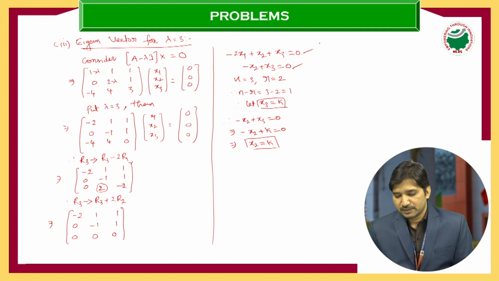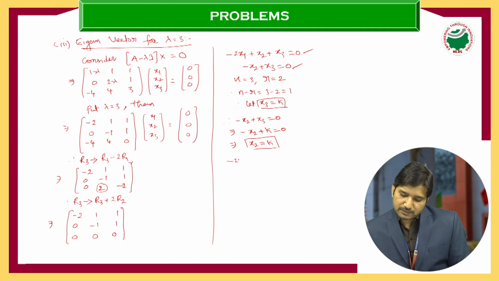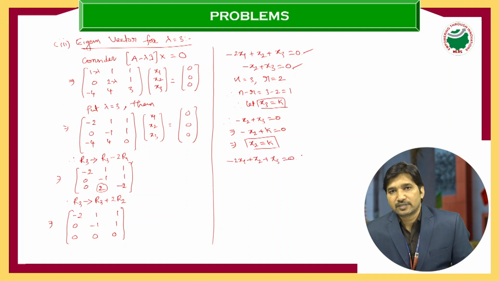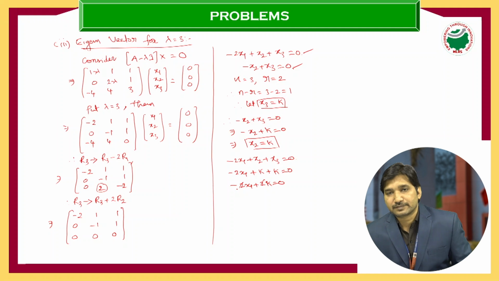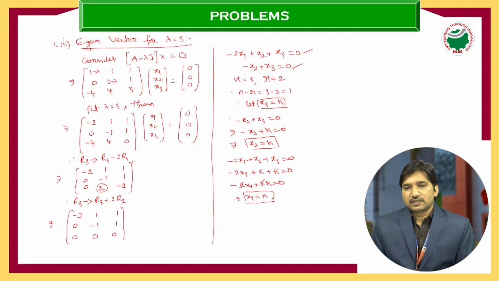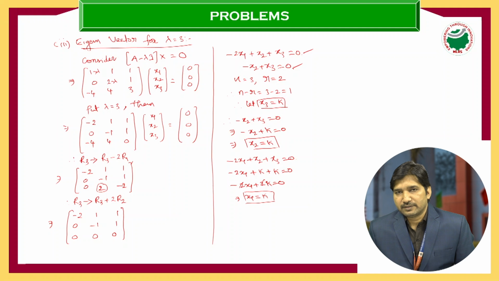The first equation is minus 2x1 plus x2 plus x3 equal to 0. Now substitute the values of x2 and x3. Both are k: x2 is k, x3 is k. So minus 2x1 plus 2k equals 0. The 2s cancel. Therefore, x1 equal to k. Here x1 is also k. x1, x2, x3 all have the same value, k.